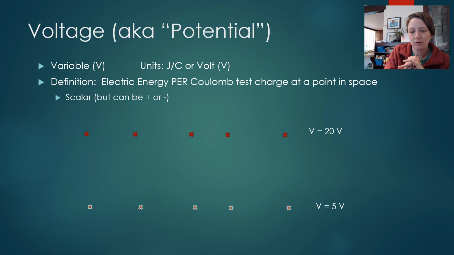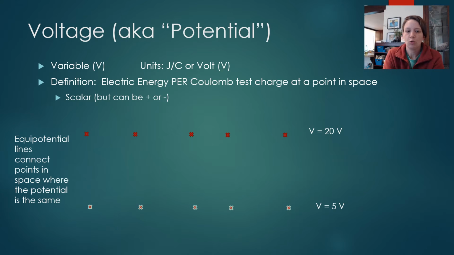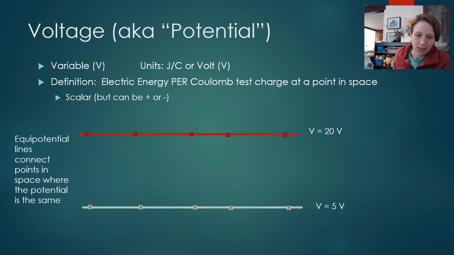And so what you often will see is topographic lines drawn to connect regions that have the same voltage. These lines are known as equipotential lines because equi means the same and potential, of course, means voltage. So this is a line that connects points in space where the potential is the same, so I can visualize in the entire system of space what the energy per charge would look like. So that's an equipotential line for 20 volts and another equipotential line for 5 volts.